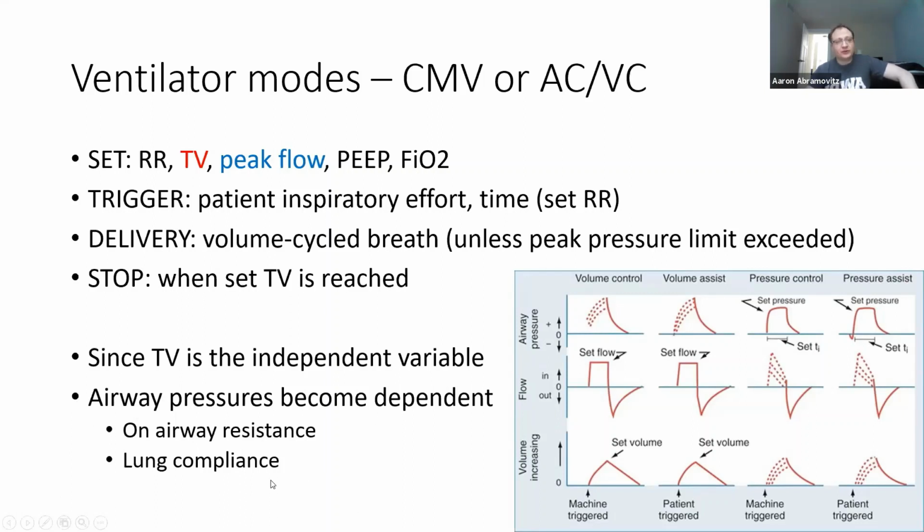So a patient with stiff lungs and higher tidal volumes will have a much higher plateau pressure. Patients with bronchospasm and a higher peak flow will have much higher peak airway pressure.